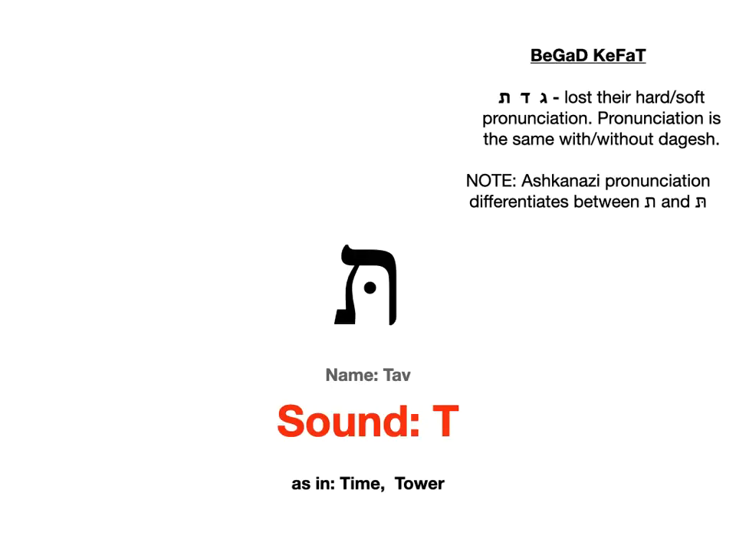And the final letter is the letter T, tav. Now we also had a letter that sounded exactly the same, again a completely different letter. We had tet, and this is tav. This is the final letter of the alphabet, T. The sound is T like time or tower, exactly the same as tet for the sound.